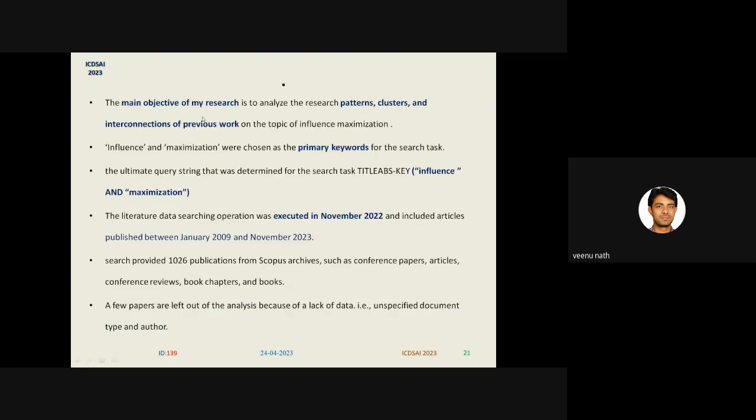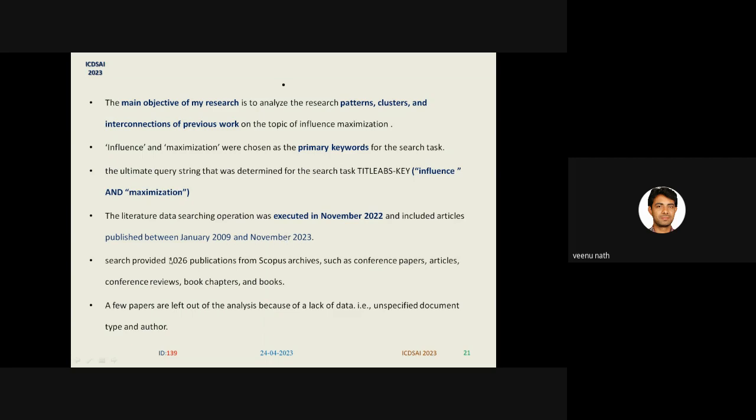The main aim of my research is to extract the patterns, clusters, and interconnections of various networks. To extract the data, I used the keywords influence and maximization. I extracted the data from January 2009 to 2023, most of it in November 2022. Between 2009 and 2023 I focused, although the data was collected from before that.